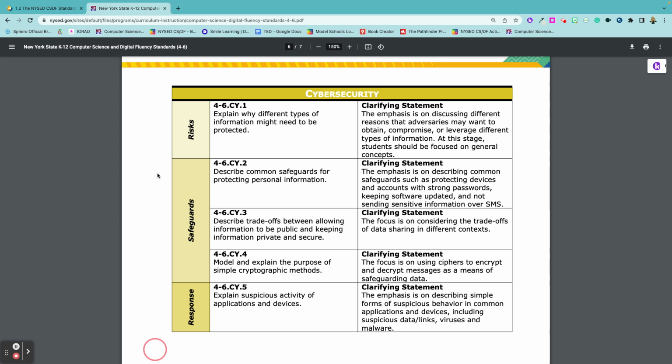And then as we get into the response, it's cybersecurity 5, we're talking about suspicious activity, applications, and devices. So really our students need to know what to do if there's been some sort of breach. We want to make sure that we're teaching our students about viruses, malware, ransom attacks, white hats, gray hats, and so on. Students love to learn about these topics. So this is a great one to introduce and get your students a chance to do some research on their own and maybe teach us a thing or two.